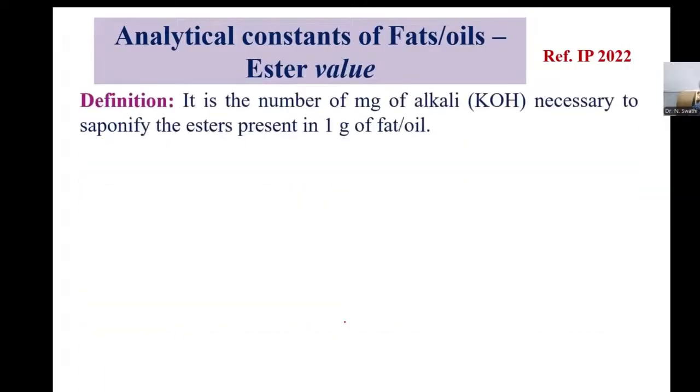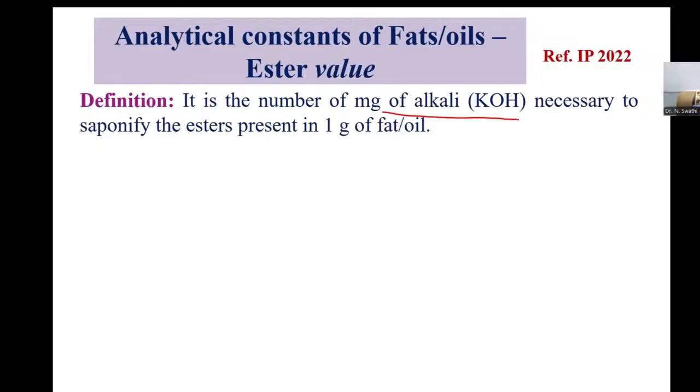What is the definition of ester value? It is the number of milligrams of alkali, that is potassium hydroxide, necessary to saponify the esters present in 1 gram of fat or oil. So slowly read this definition, students. Here we want to determine the alkali needed to saponify the esters present in 1 gram of the given fat or oil sample. This definition of ester value is also similar to that of acid value and saponification value, no?